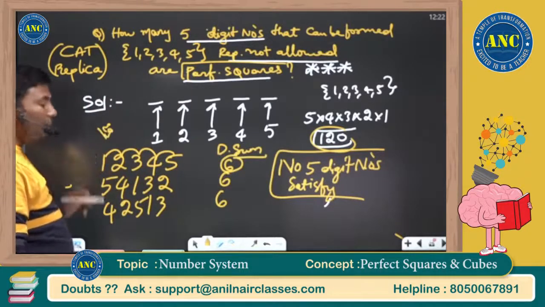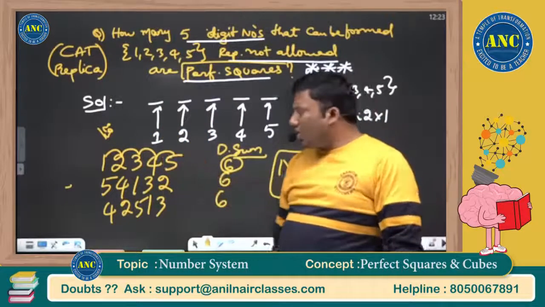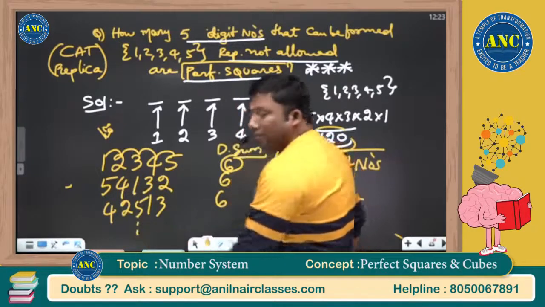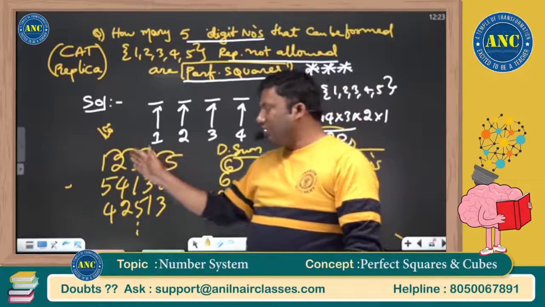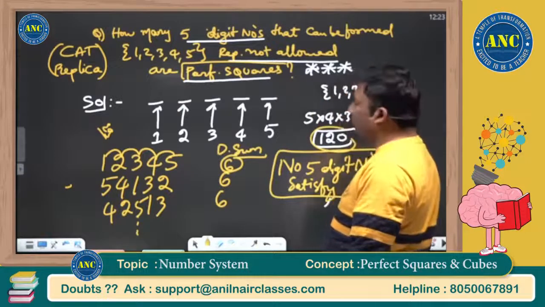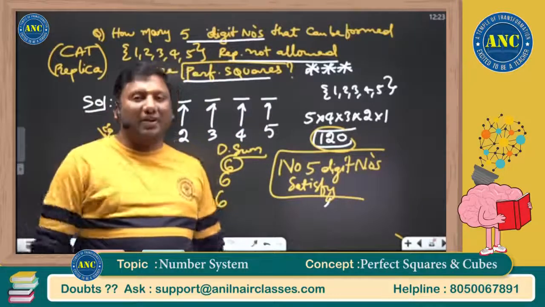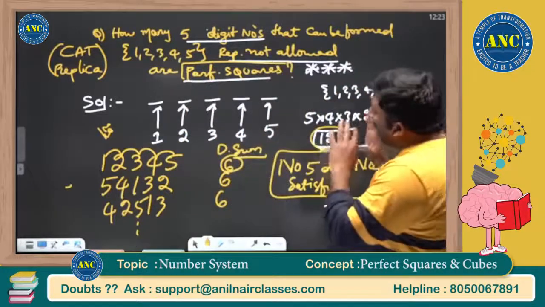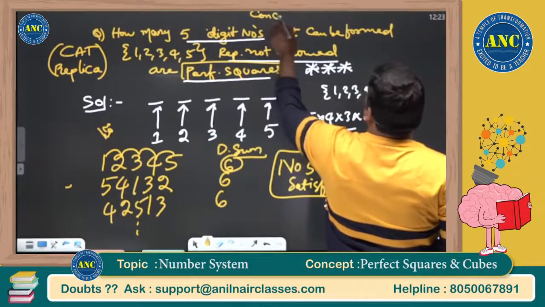Suppose I take one example number, 1, 2, 3, 4, 5. Repetition of digits is not allowed, so if I change the order, this can also be one number, and this can also be one number. Like this, total 120 numbers are there. What is the sum of the digits? 9, 12, 14, 15, 6, 6, 6, 6. All 120 numbers have digital sum 6. For a number to become a perfect square, digital sum should be 1, 4, 7 or 9. A beautiful CAT replica question, which is nothing but a conceptual question.